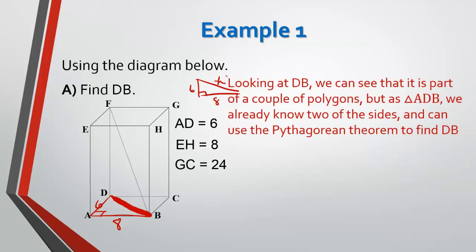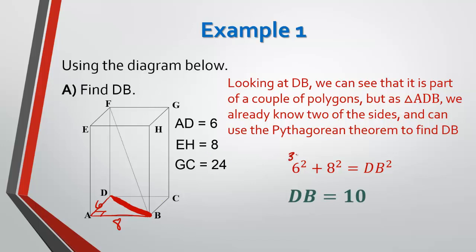We're trying to find this piece here, which happens to be the hypotenuse of the triangle. So looking at it, we can already see it's part of a couple polygons, but as triangle ADB, we already know 2 of the sides, and we can use the Pythagorean theorem to find DB since it is a right triangle. So we have 6 squared plus 8 squared equals DB squared. So that means that DB has to equal 10. Because 6 squared is 36, 8 squared is 64. Add those two together, it gives you 100. Okay, and if DB squared is 100, DB is the square root of 100, which is 10.